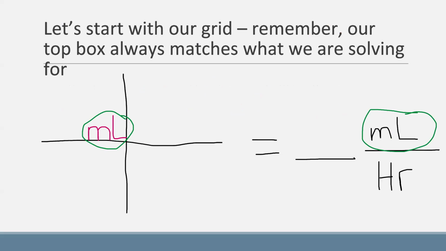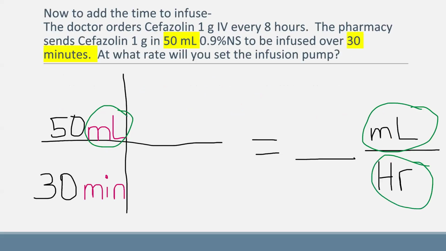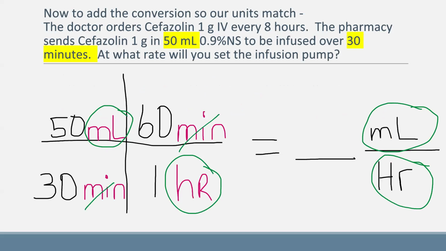50 milliliters over 30 minutes. Is my grid done? No, it's not. And why is that? I've got to convert the minutes to hours. So I need minutes up here. What am I going to put there? 60 minutes over 1 hour.